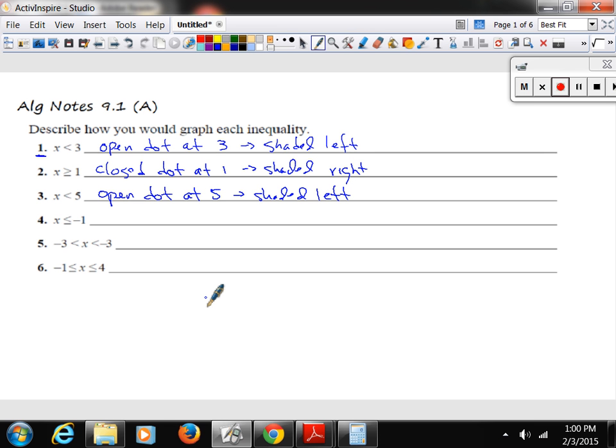Okay, Johnny's got the next one. What do you got for me? Closed dot at -1 to the right. Or left. Left. Good. So that's right. Closed dot at -1, shaded left again.